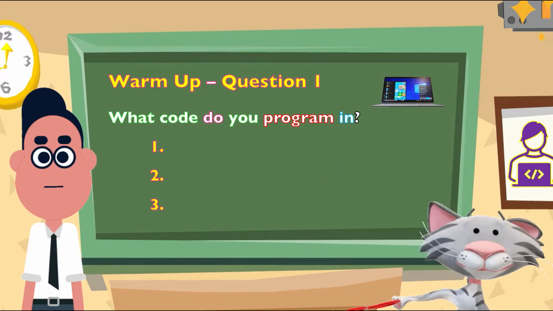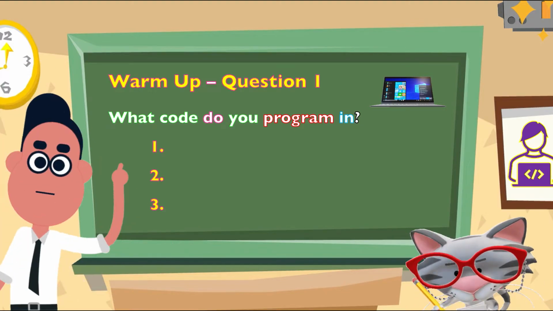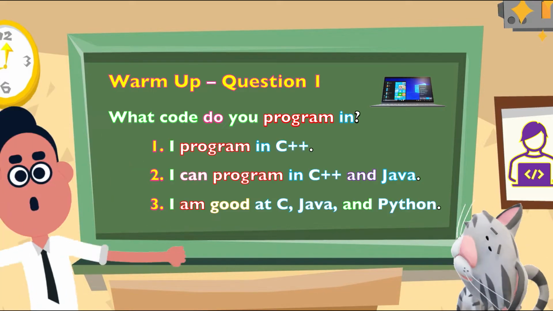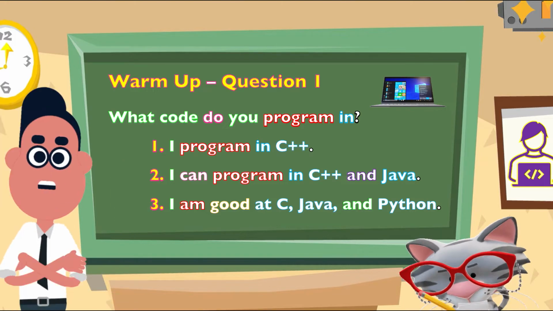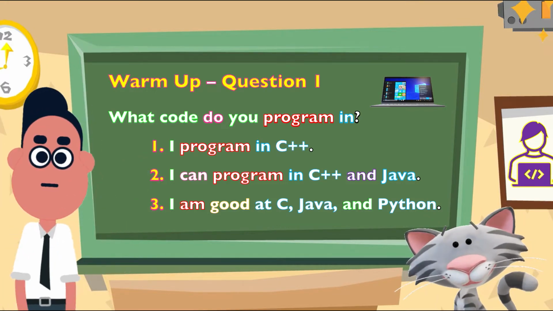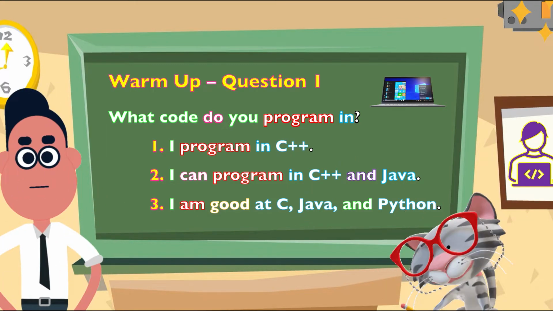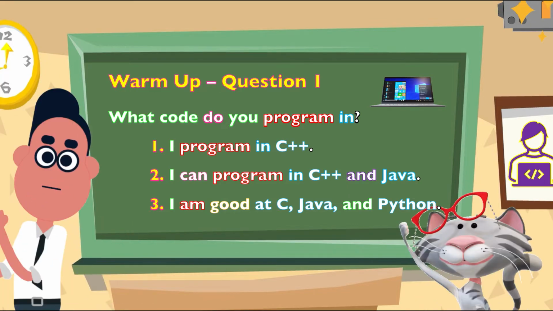So let's ask. First, question 1. What code do you program in? So for example, you might say, I program in C++. I can program in C++ and Java. I am good at C, Java, and Python.